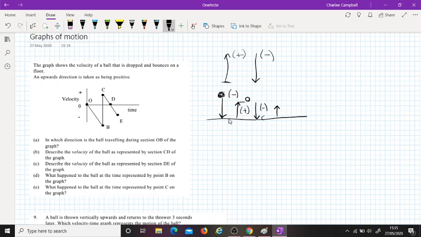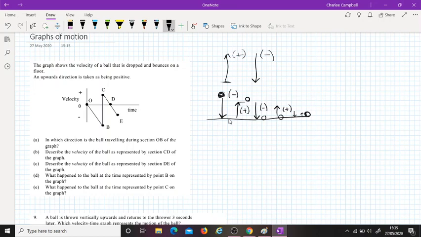So obviously that's zero, and then that is positive. And then it keeps going and going and going until obviously it just doesn't bounce any longer. So this information is now being put into this graph. And if you look at the two, hopefully it should make sense.